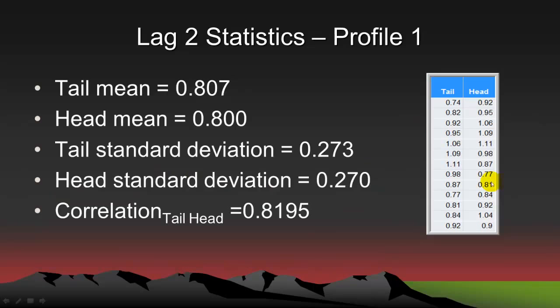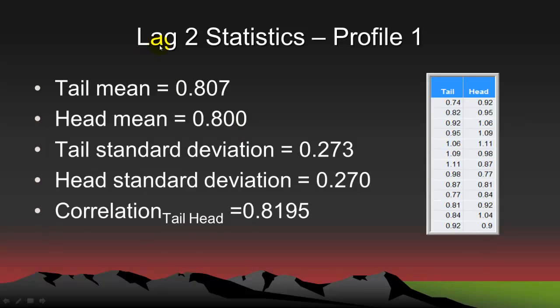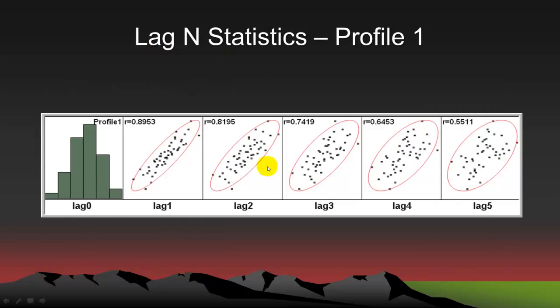Again, from these two columns, we can calculate lag 2 statistics. This is again from the stream profile 1. We get the tail and head means, the standard deviation from the head and tail, and we get a correlation coefficient between these two columns of data. And we can keep doing this for lags similarly for lag 3, lag 4, lag 5, lag 6, and so on. Here I'm showing you a summary of scatter plots from 5 different lags.